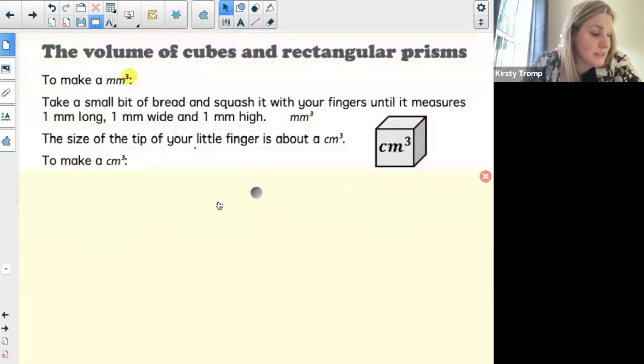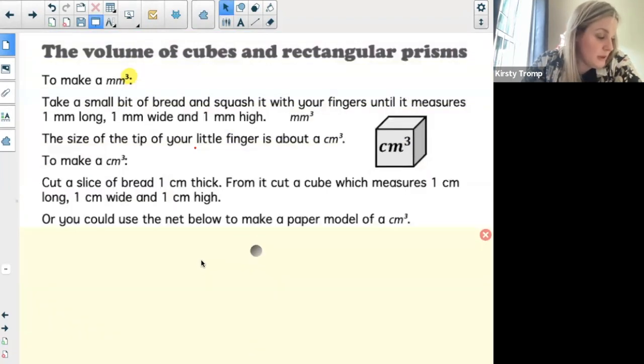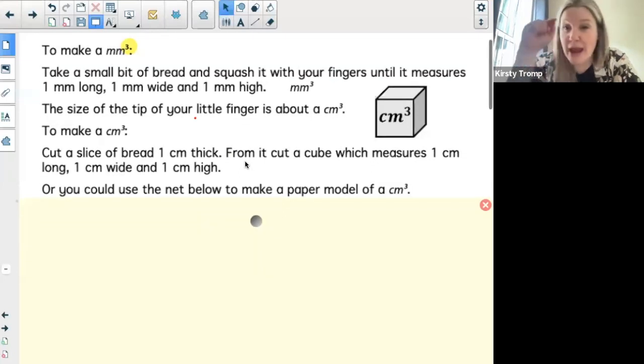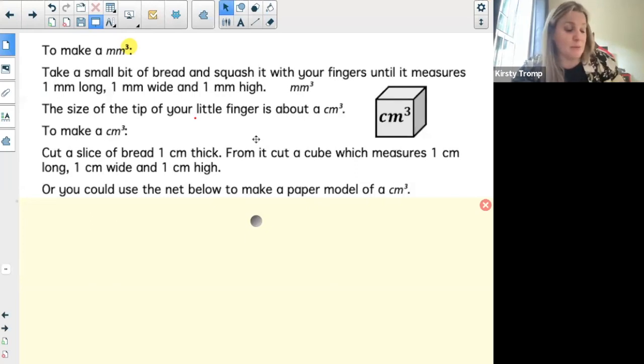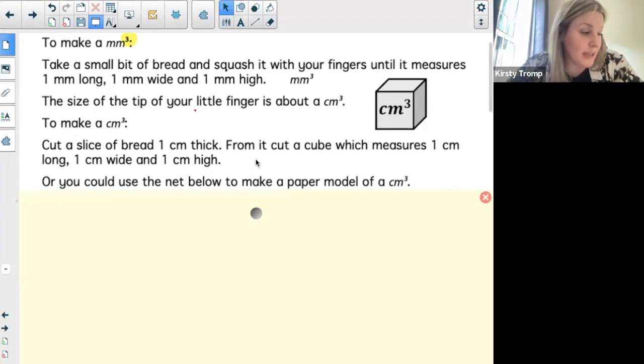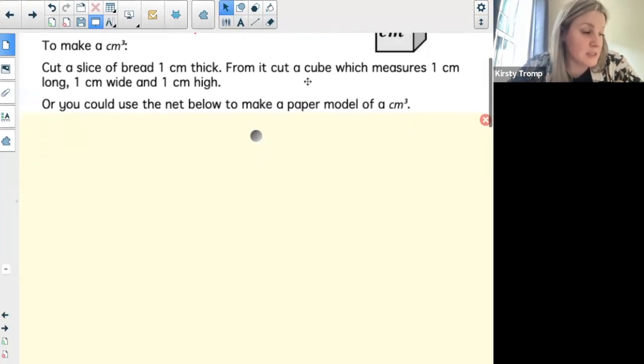On Monday night, we spoke about cubes, and we looked at taking a little piece of bread, and I said to you, take that little piece of bread and squish it between your fingers and you can make a little cube. Then we said the tip of your finger is about 1 centimeter, and if you look at it as being a cube, it's about 1 centimeter cube. If you had to cut a slice of bread, we spoke about a piece of bread that's 1 centimeter on the top and then 1 centimeter deep. You would then have a cube as well.